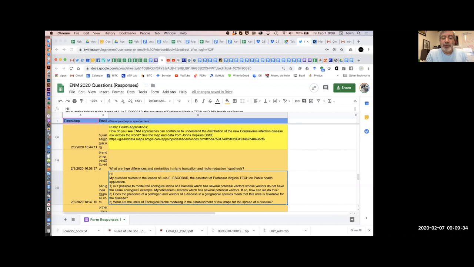I'm going to just kind of cruise down through these questions. I highlighted a few. Here's a fairly general question about these applications to public health. Is this possible? Well, it's possible to explore these questions, and some of them will be tractable, and the niche modeling will be useful, and some of them won't.